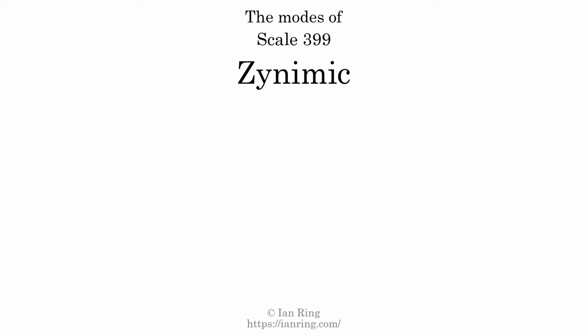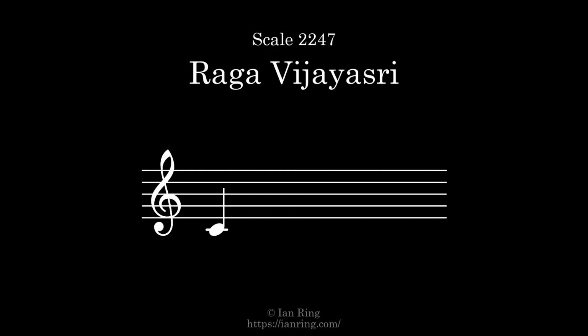This scale has 6 modes. The first mode is itself. The second mode is scale 2247, also known as Raga Vijayasri. It sounds like this.